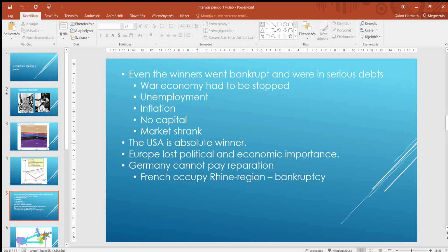The USA is the absolute winner of the war. Their economy grew, but Europe lost political and economic importance. This is a nice example. Germany couldn't pay reparation because it was an economic crisis, and the French wanted their money immediately, the reparation payment, but Germany couldn't pay, and this is why the French occupied the Rhine region. But in this military action, they went bankrupt, so it was absolutely useless to use the soldiers again and such. Something had to be done.